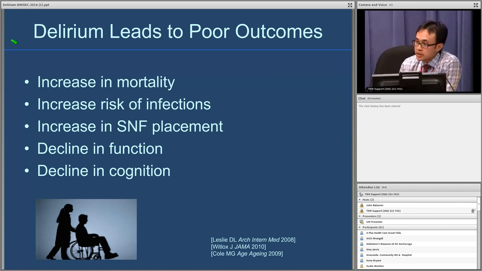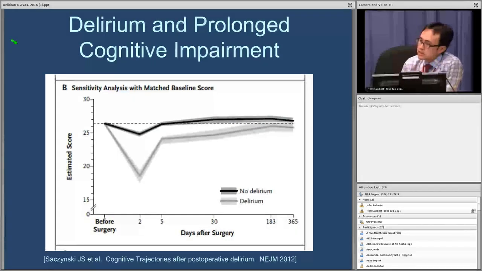There's usually also an associated decline in function, where an individual loses a whole host of activities of daily living. And there's a decline in cognition. Oftentimes, as a medical student, I was taught that it's sometimes reversible and easily reversible. But as I practice clinical medicine and as some of this literature shows, it's not entirely reversible, and sometimes it's not as easily reversible, where impaired cognition can persist down at 6 months to 12 months.